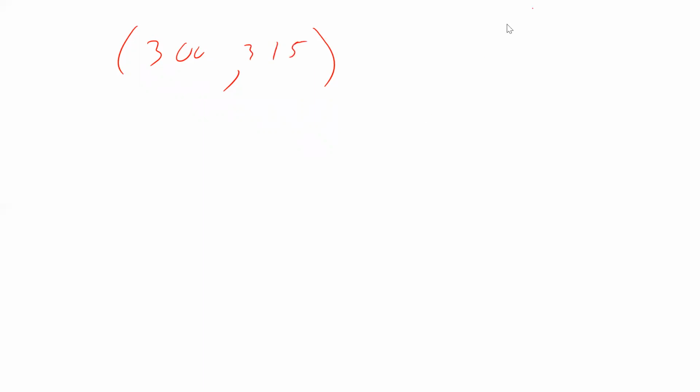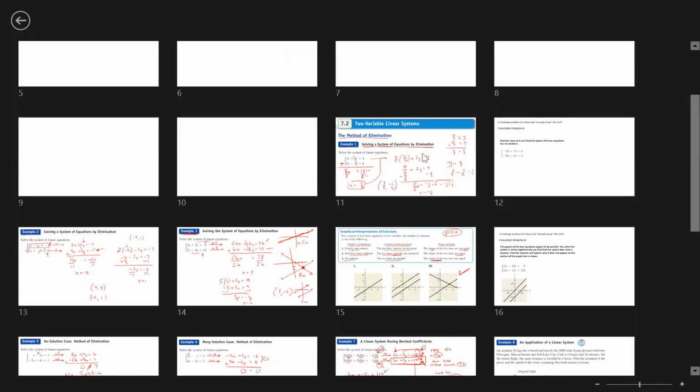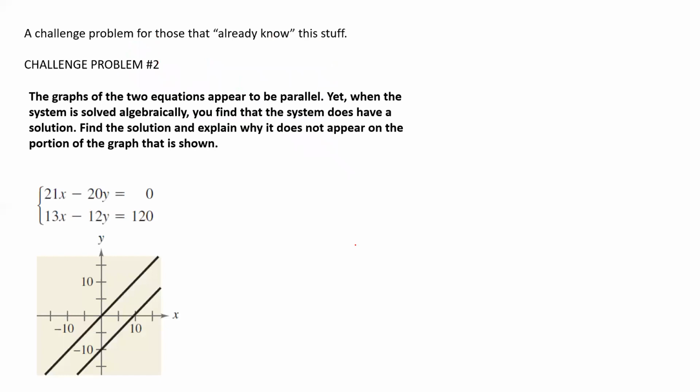Okay, so let me actually go back to that slide. You can't see the intersection on that graph because that graph is 10 by 10. 300 by 315 is the answer. Not saying this is the correct answer because I don't even know. But yes, and Owen's right.